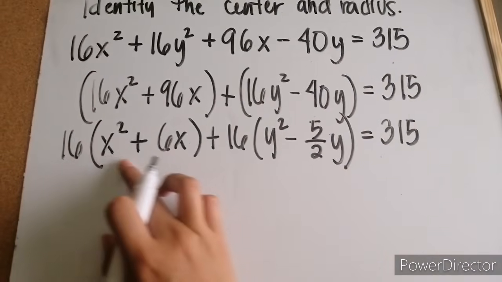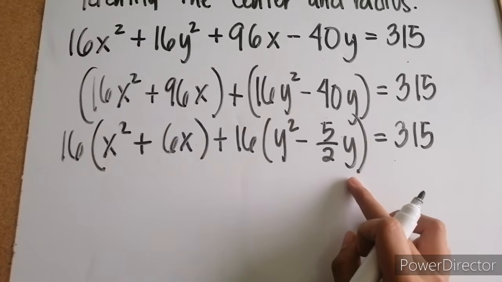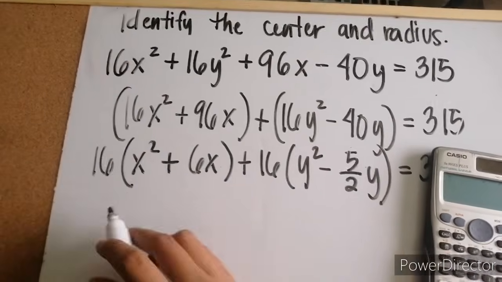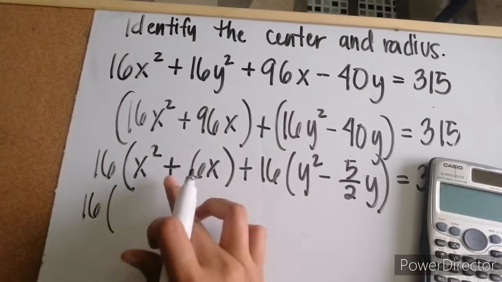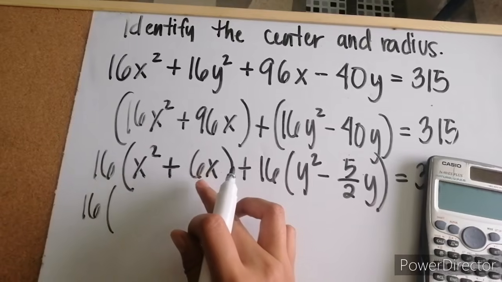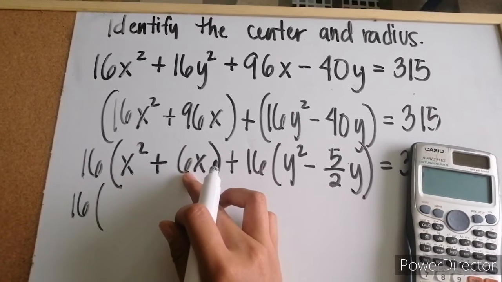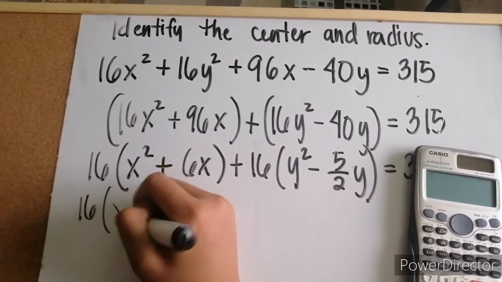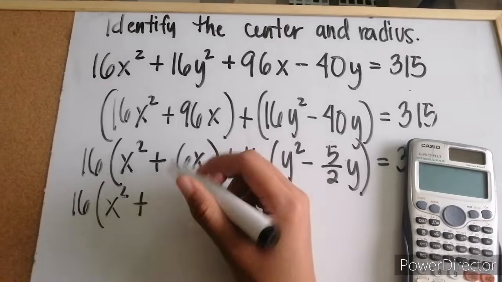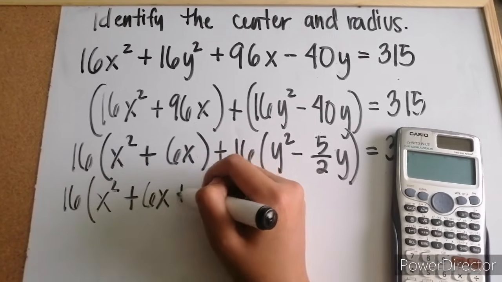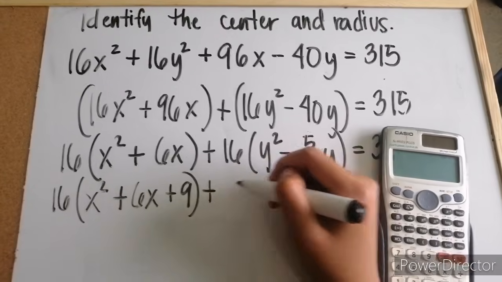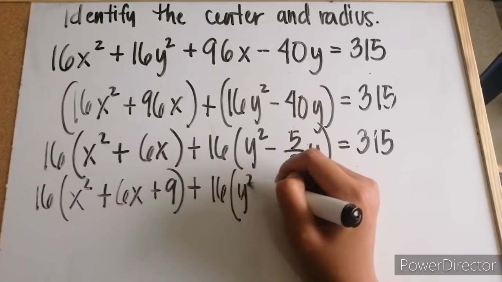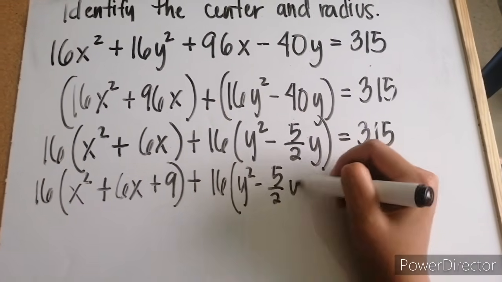So as you can see, with these numbers inside, we can now perform our completing the square. So let's perform. Okay. Copy 16, perform completing the square. Take half of the coefficient of x. We will have 6 divided by 2, that is 3. Then square it. 3 times 3, that is 9. So x squared plus 6x plus 9. Okay, the same with the y. So y squared minus 5 over 2 y.